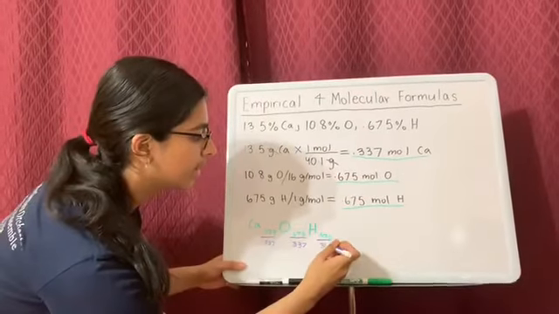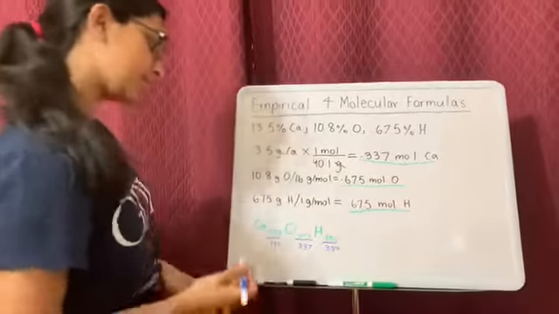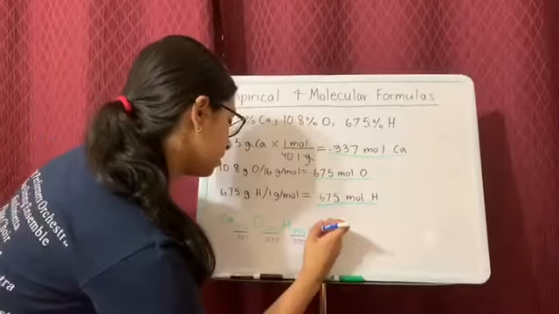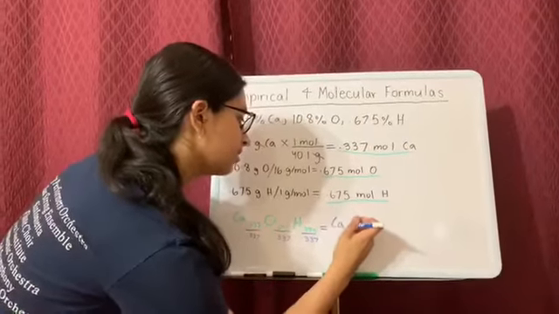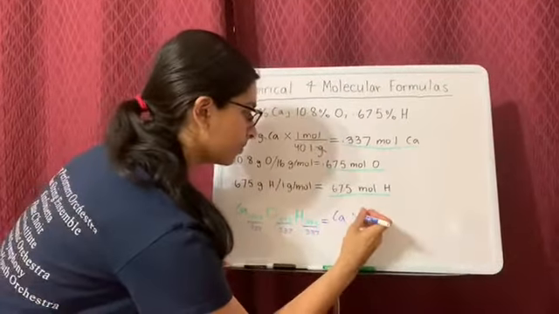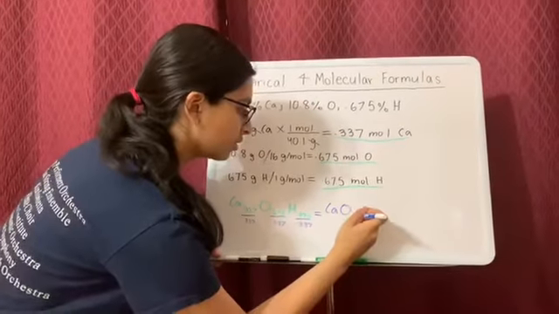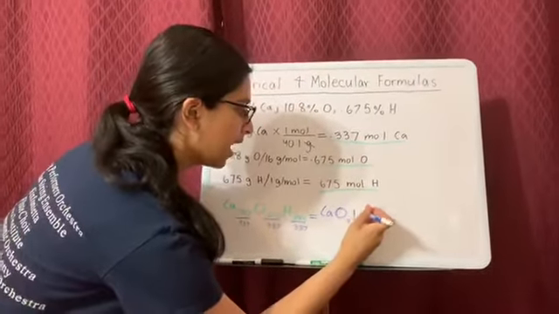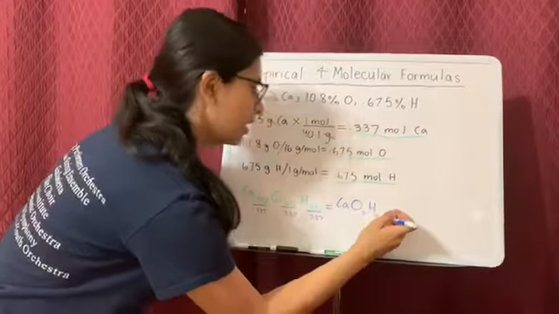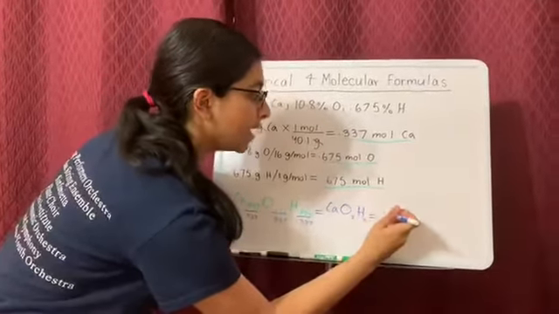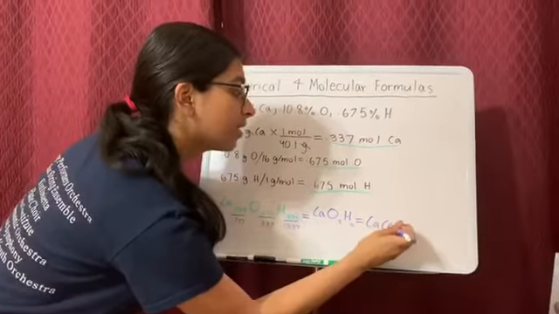And we end up getting a really neat answer. It ends up being calcium, just 1, so we write nothing. Oxygen, there's 2 of those. And hydrogen, there's 2 of those. And this is actually going to be the base, calcium hydroxide.